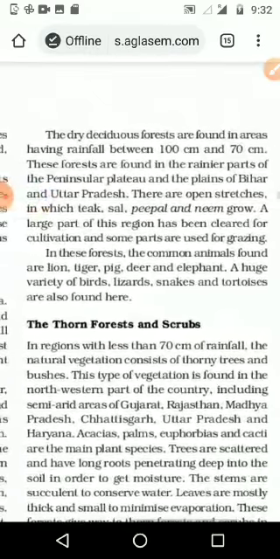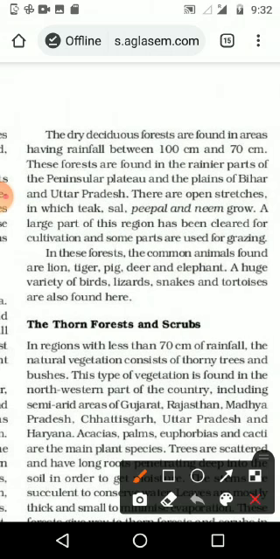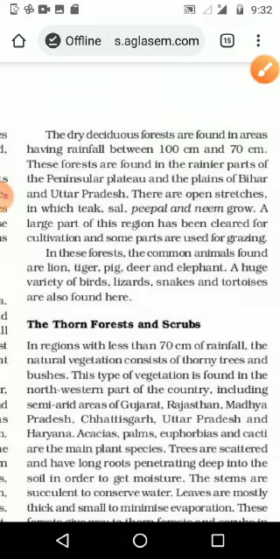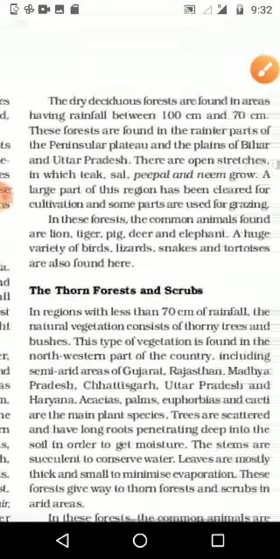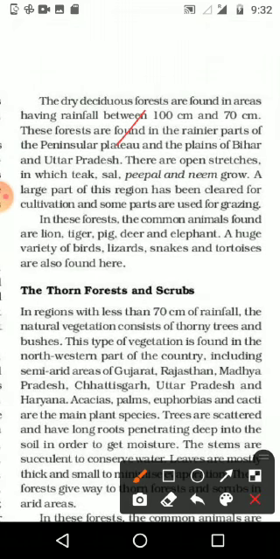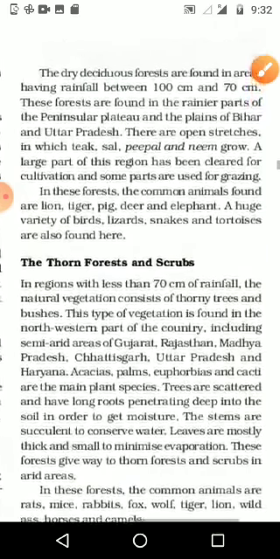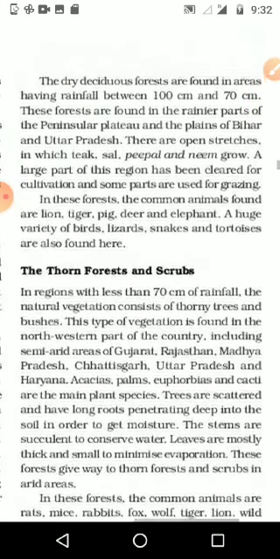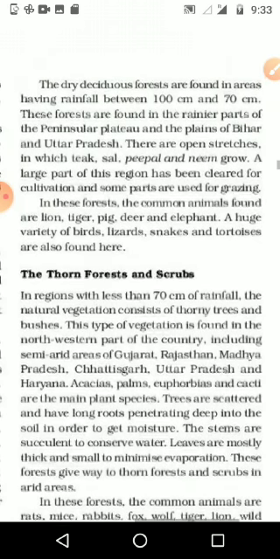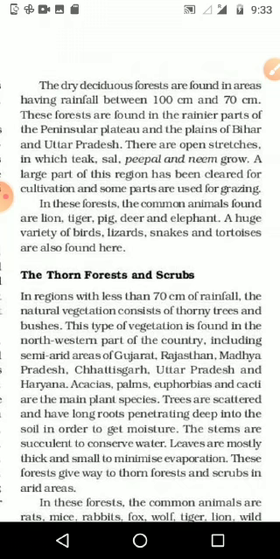Then the dry deciduous forests are found in the areas having rainfall between 70 centimeters to 100 centimeters. These forests are found in the rainier parts of the peninsular plateau and in the plains of Bihar and Uttar Pradesh. There we see the dry deciduous forest because they are not getting that much rainfall. Then there are open stretches in which teak, sal, peepal and neem grow. In that area we can see trees like teak, sal, peepal and neem growing.